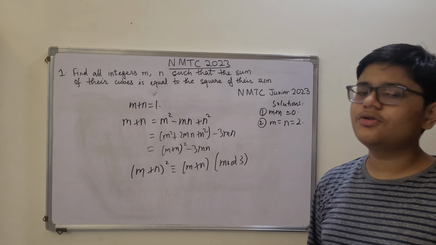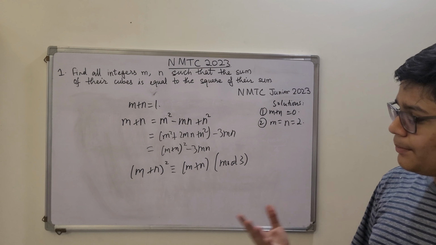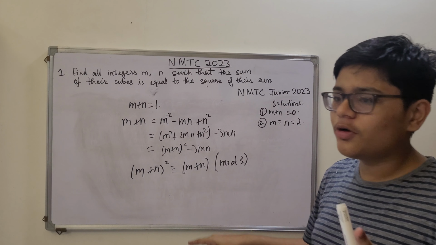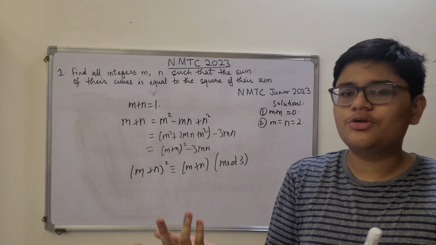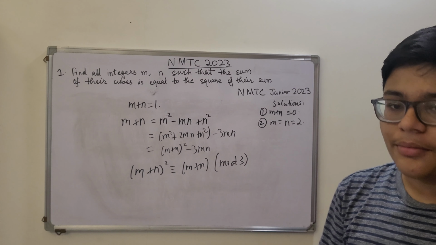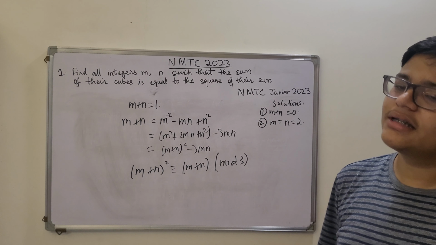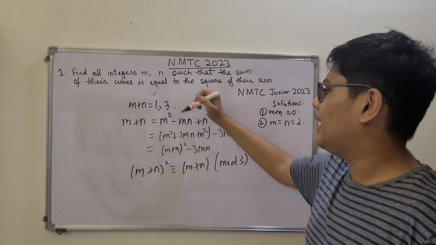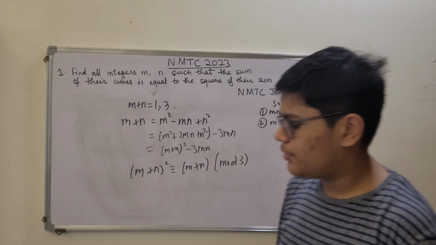Suppose m plus n equals 1, then 1 squared is congruent to 1 mod 3, so it works here. If m plus n equals 2, then 2 squared, which is 4, should be congruent to 2 mod 3, but then 3 divides 4 minus 2, so 3 divides 2, which is not possible. So m plus n cannot be 2. But if m plus n equals 3, then 9 is congruent to 3 mod 3, which is true, right? So we just need to consider the cases m plus n equal to 1 and 3, and we don't need to consider m plus n equal to 2.